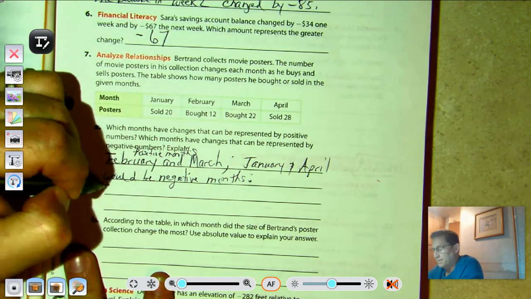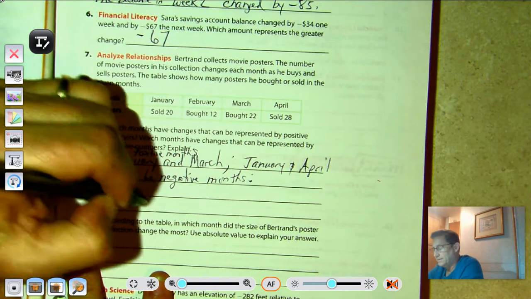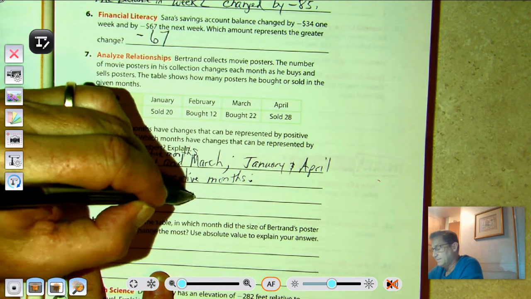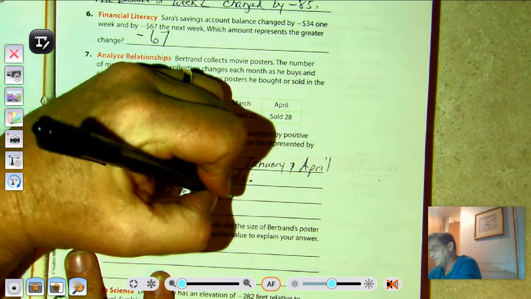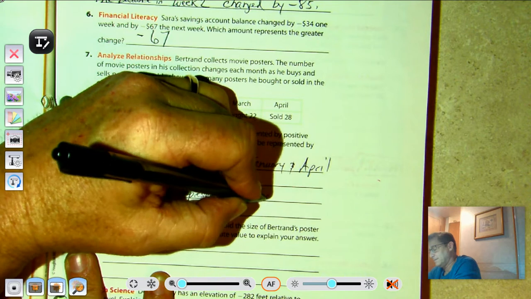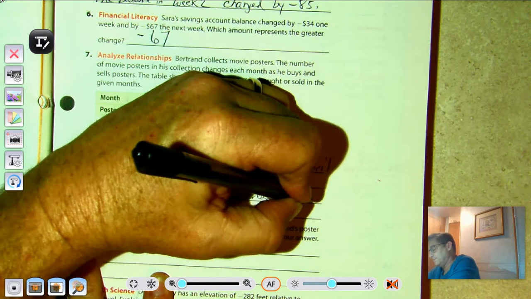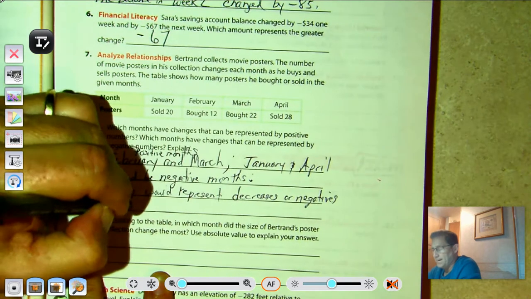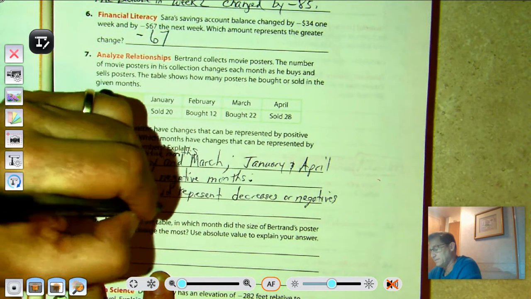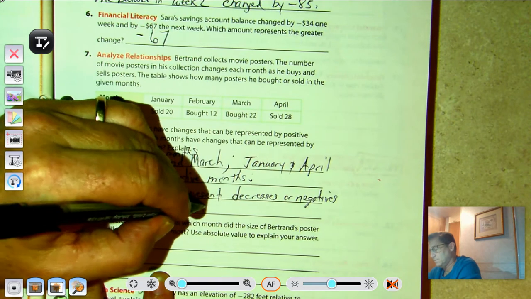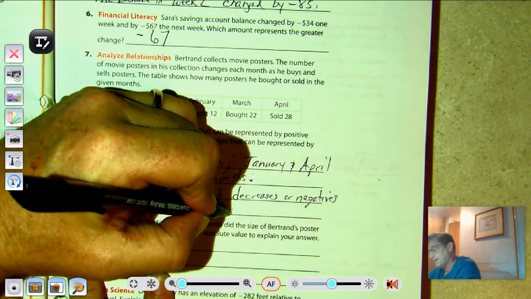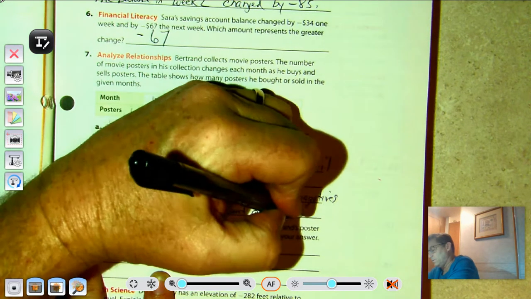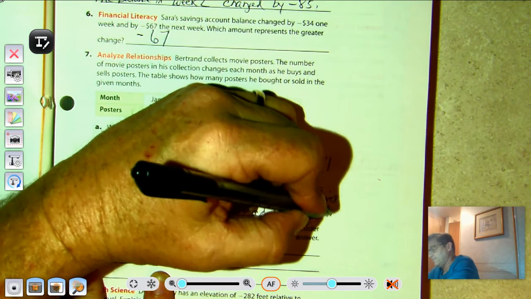Okay. Selling would represent decreases or negatives. And buying would represent adding or positive.